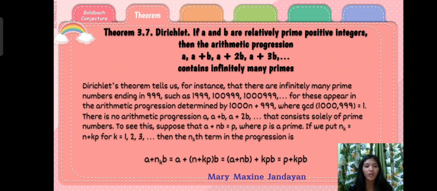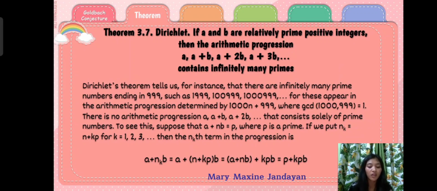So next, we have Theorem 3.7, which is Dirichlet's theorem, which states that if a and b are relatively prime positive integers, then the arithmetic progression a plus b, a plus 2b, a plus 3b, and so on, contains infinitely many primes. This is also called an arithmetic progression. Dirichlet's theorem states that this sequence contains infinitely many prime numbers. The theorem is named after Peter Gustav Lejeune Dirichlet and extends Euclid's theorem that there are infinitely many prime numbers.